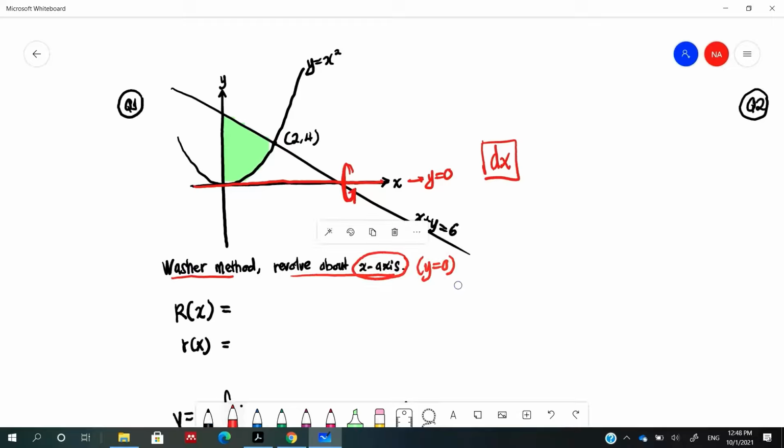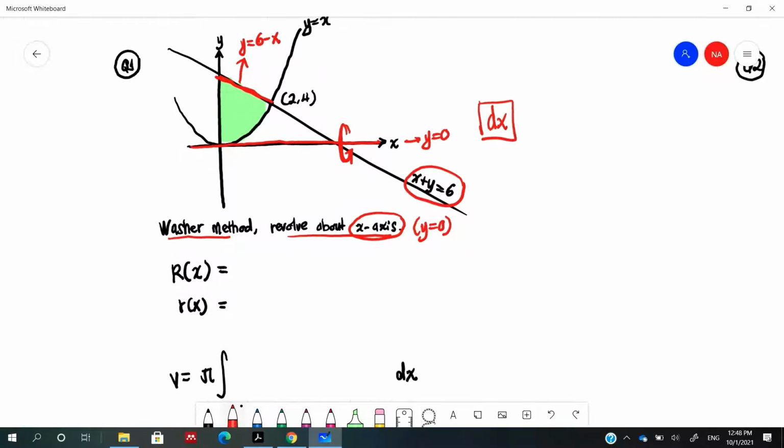When we see this region, this is the outer part because it is far away from this axis of rotation. That is given by this formula, which we can write as y equal to 6 minus x. That is the upper part, the outer part. So we should note that R(x) is actually 6 minus x. We should subtract the axis of rotation, which is given by y equal to 0, so we subtract 0.